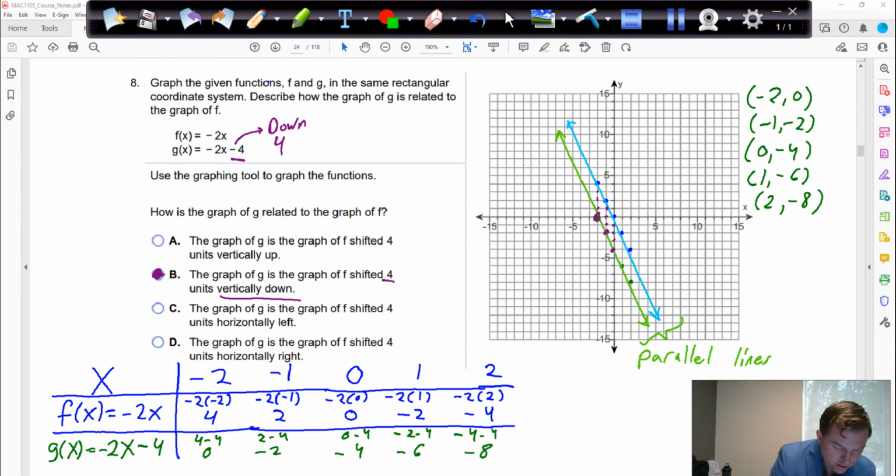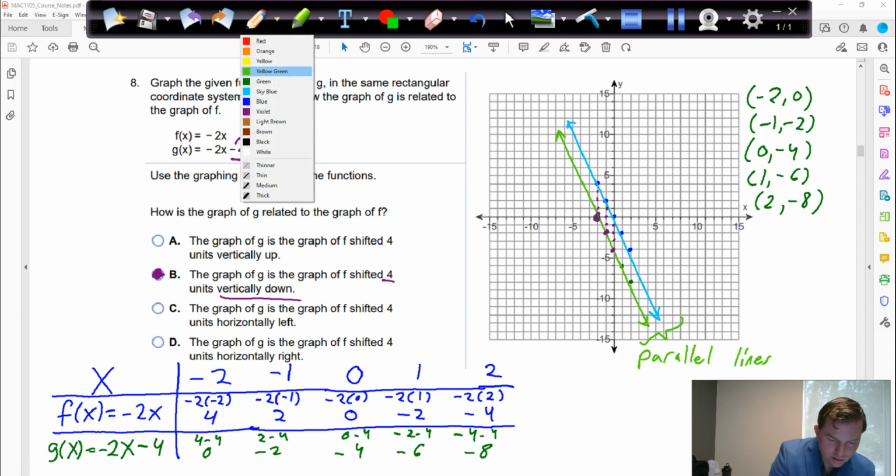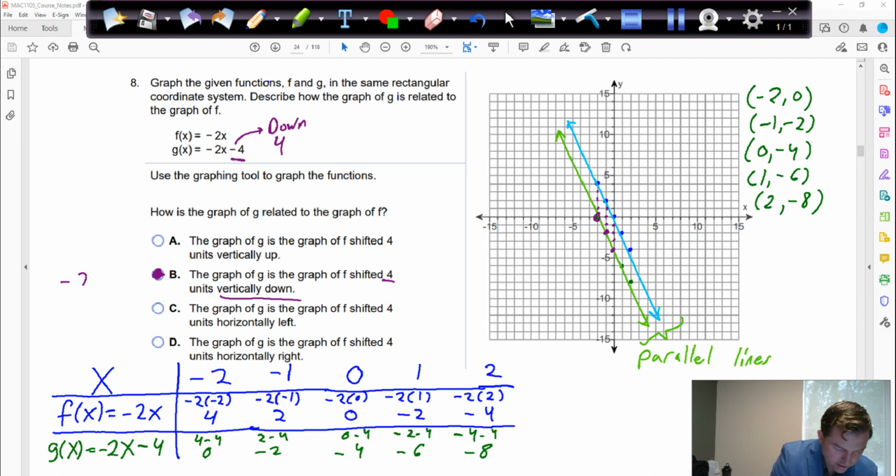So this one, the function was minus 2x minus 4. So that was down with a minus sign. If it's up, it would be minus 2x plus 4. So notice the number is now added. If it's left, this one's a little trickier. The 4 is going to be next to the x. So it'll be x plus 4.